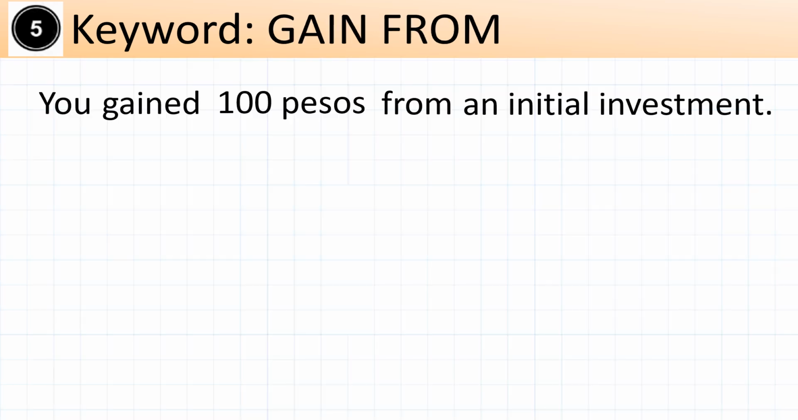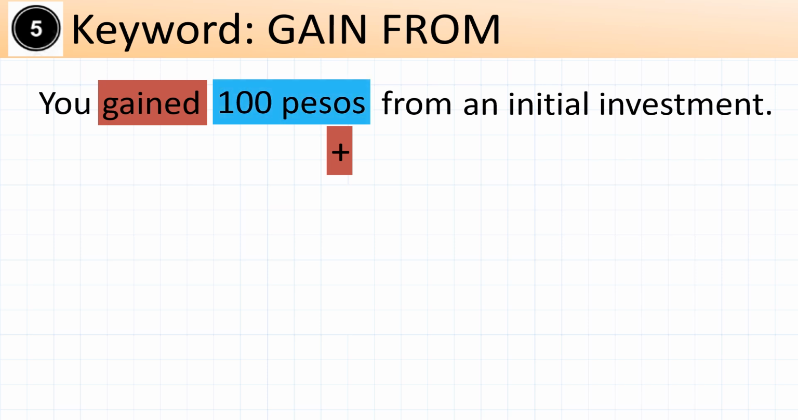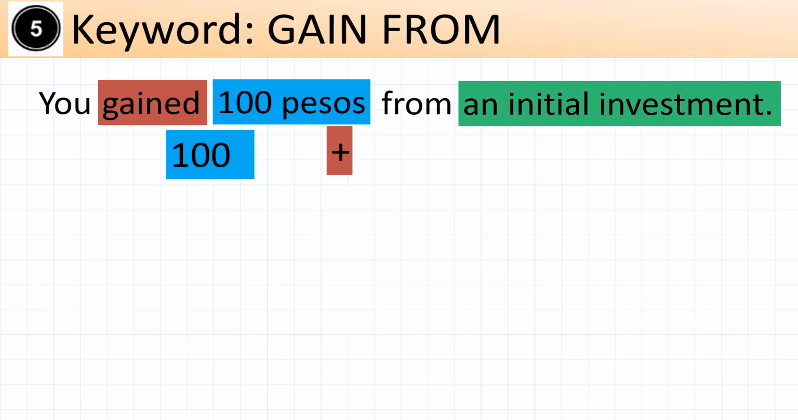Another keyword is gain from. Example, you gained 100 pesos from an initial investment. So the keyword here is gained from. So this gained from means addition. So gained meaning add. And 100 pesos, we write down here 100. And from an initial investment can be represented by a variable x.